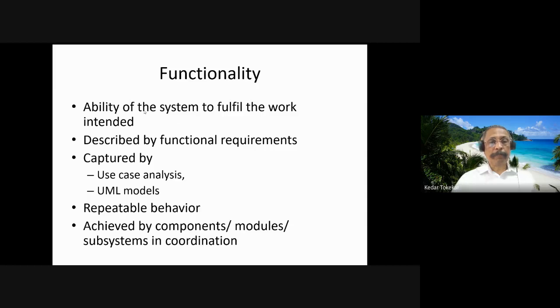So functionality can be defined as the ability of the system to fulfill the work intended. Exactly what we are doing, if it is a banking system, it will allow people to withdraw money, deposit money, see the balance and everything. A very trivial example which everyone must have seen. How do we define these things? They are described by functional requirements. We are going to see the difference between a functional requirement and a non-functional requirement in a short time. How do we capture these in a scientific way?